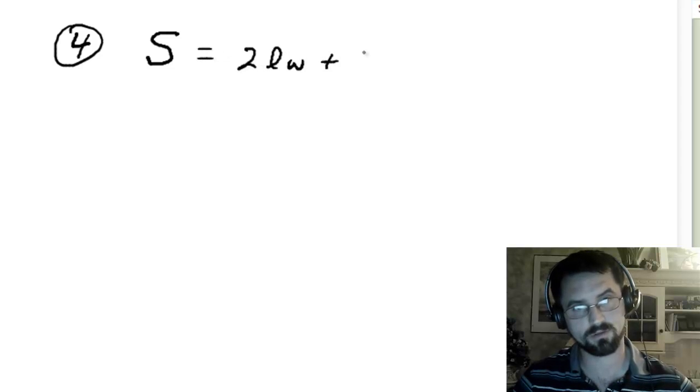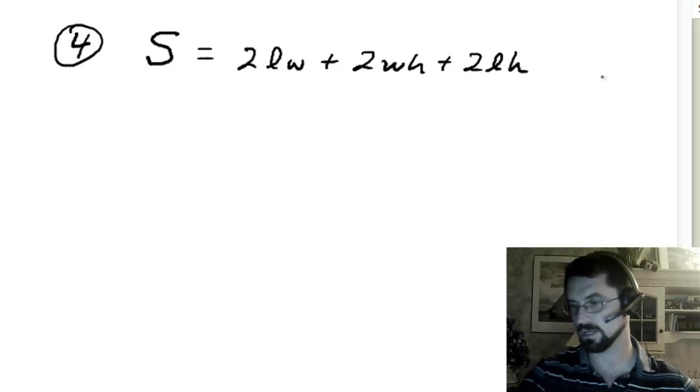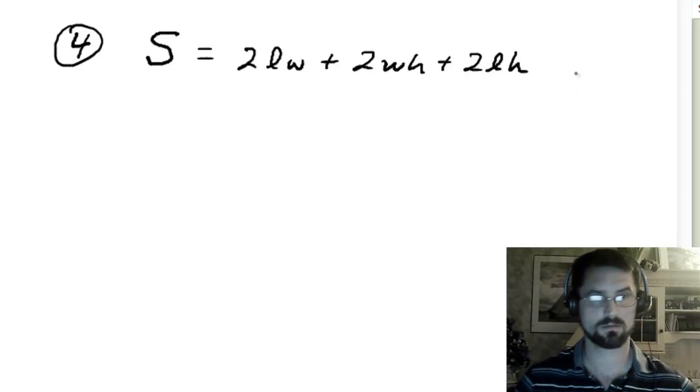Looking at number 4, we want to solve the equation which represents the surface area of a prism. So it's S equals 2LW plus 2WH plus 2LH. And we want to solve that for L. So I'll just write for L over here.